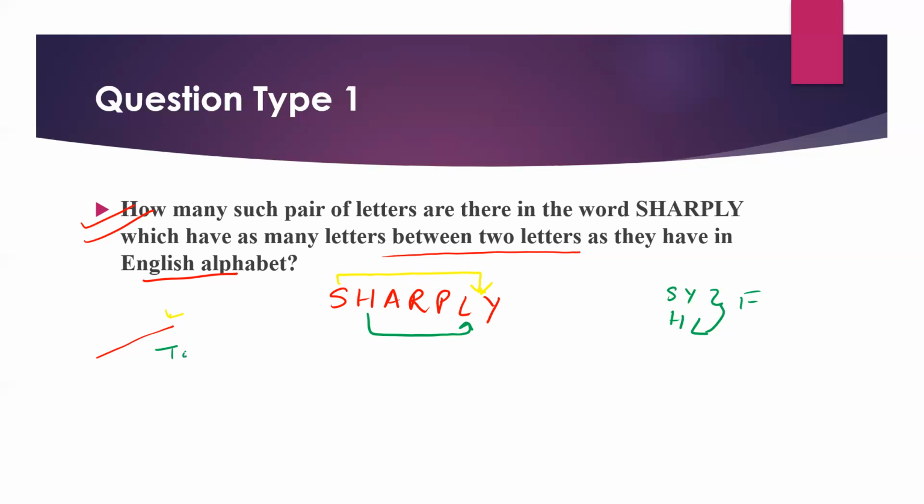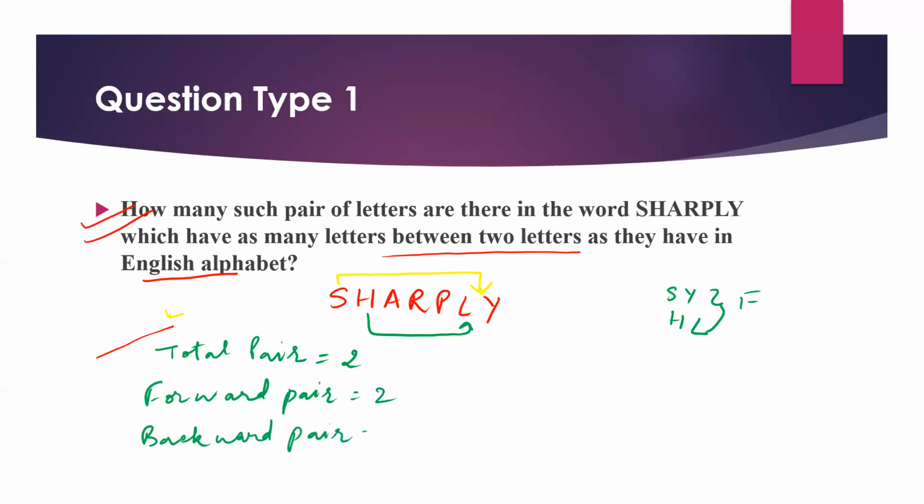What is the total pair? The total pairs are 2 forward pairs, and backward pairs, 0. So in this question, it does not say whether to count forward or backward. So we will count from both sides, forward side also, backward side also. So we are getting only 2 pairs, that is from the forward side.